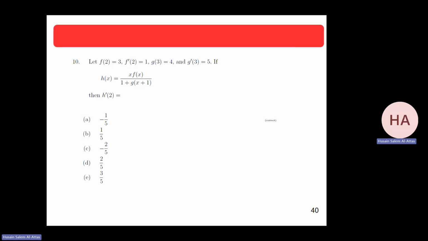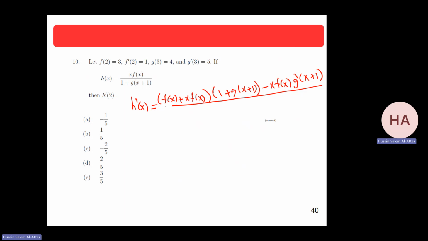f of 2 equal 3, f prime at 2 equal 3, g of 3 equal this. Find this. Okay, h prime at x, derivative of the numerator, that will be f of x plus x f prime of x, times the denominator, minus the numerator, derivative of the denominator, which is g prime of x plus 1, all over 1 plus g of x plus 1, all square. What they want is h prime at 2.